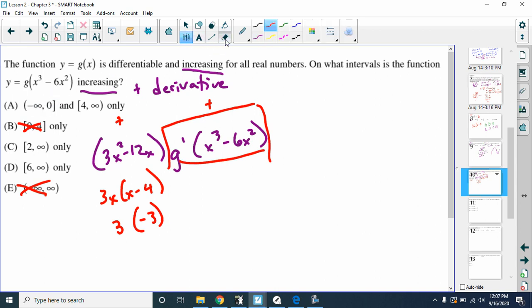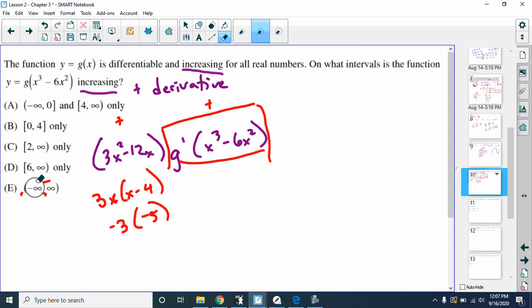At x equals -1, let's try that again. If x equals -1, this is -3 times -5. Negative times negative, positive times positive is positive. I want it to be positive. So -1 needs to be included. If -1 needs to be included, it cannot be here, it cannot be here, it cannot be here. It could be that one, or it could be this one.